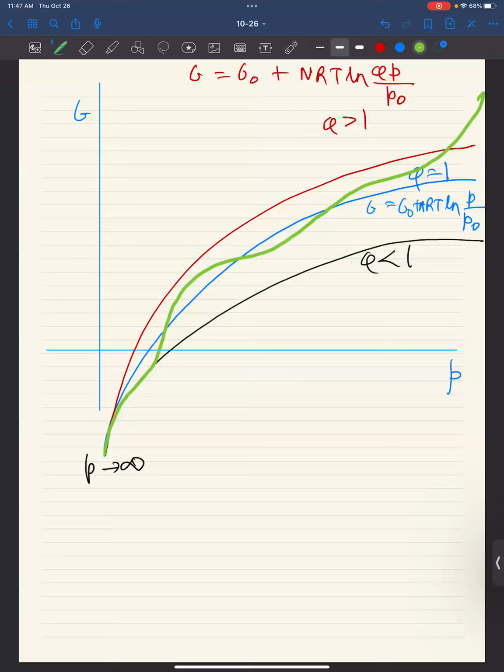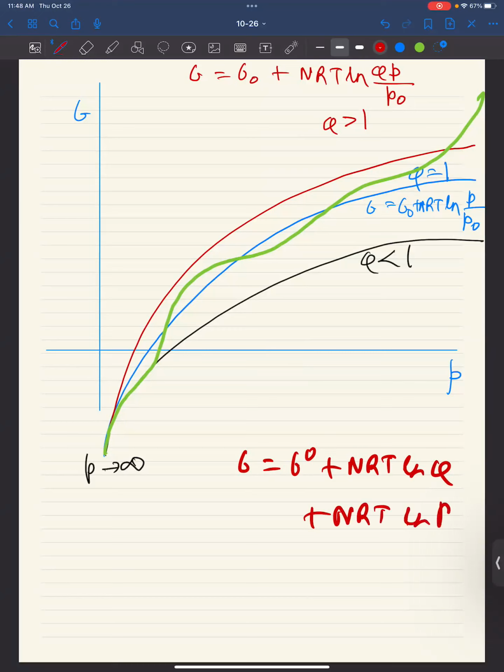But ln of p over p naught is negative. But that's the same for ideal and for non-ideal. The difference is not coming from ln of p over p naught. The difference is coming from ln of phi. Okay? Yeah, I will write it down more carefully. So G is equal to G naught plus nRT ln phi plus nRT ln p by p naught, right?